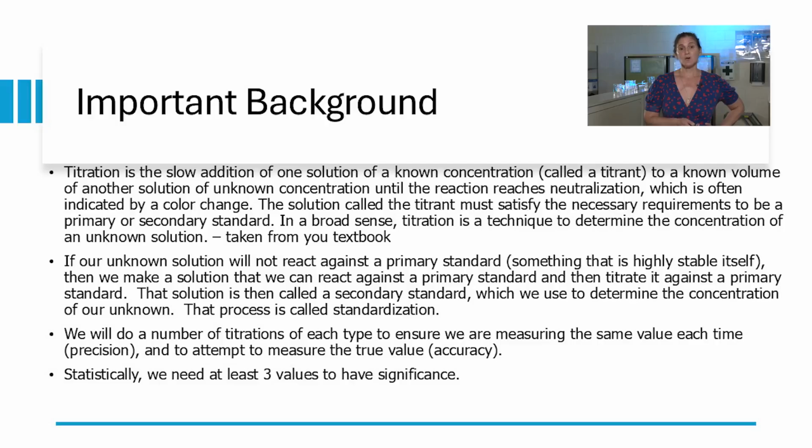A little bit about standardization. In titrations, we always slowly add one substance that we call the titrant to a beaker full of a known volume of a substance that we usually call the analyte. As we titrate it slowly, drop by drop, eventually we get to the neutralization point where all of the titrant has reacted with all of the analyte. This is usually indicated by a color change that we initiate with an indicator.